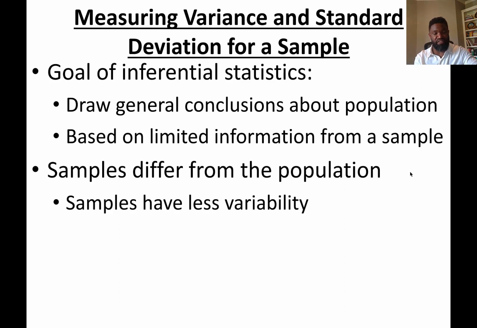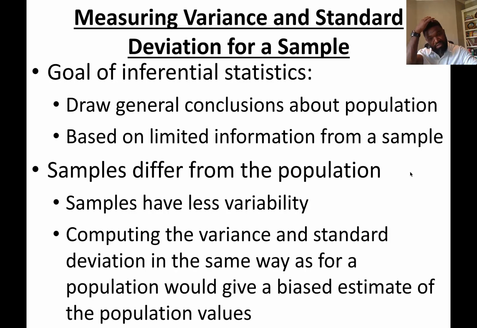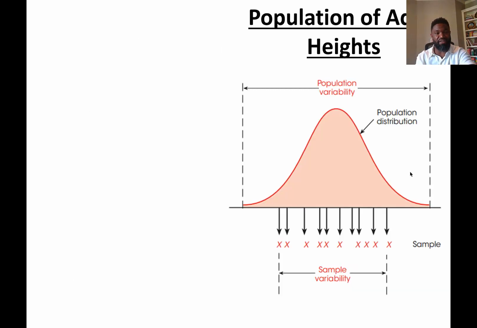One, samples will have less variability, right? Because you don't have everybody in it. And computing the variance and standard deviation in the same way for a population as we do for a sample will give us these biased estimates of these population values. And that's the reason why when we're doing the sample formulas, we use n-1 instead of n.